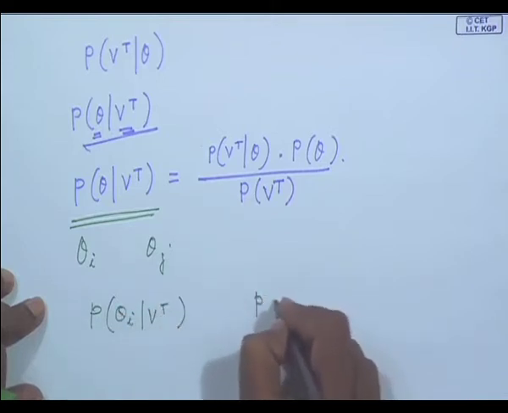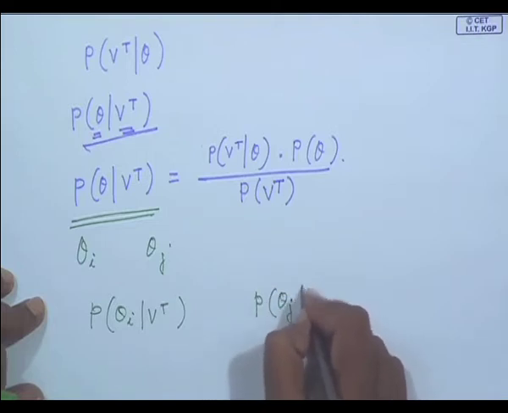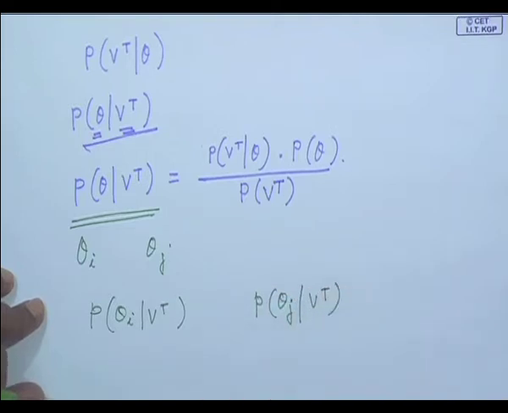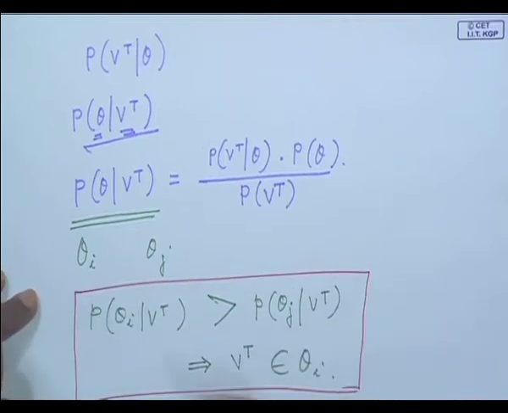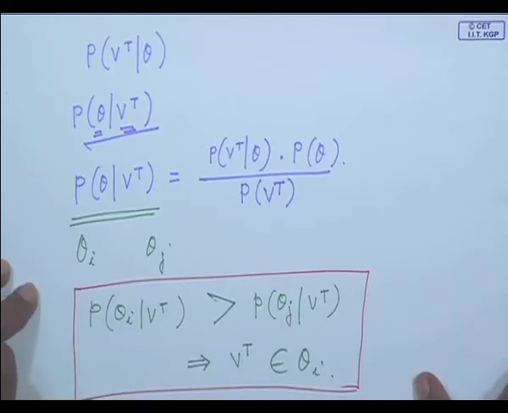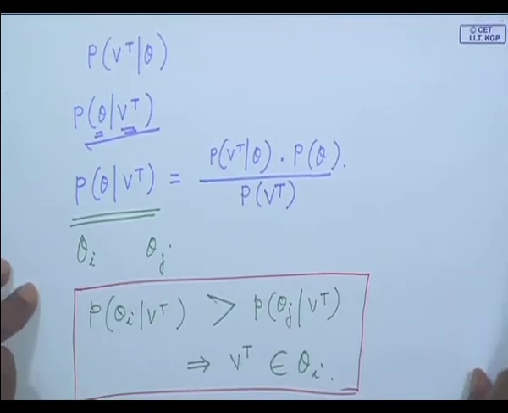I also have a posteriori probability P of theta j given V t, and if P of theta i given V t is greater than P of theta j given V t, then obviously my interpretation will be that V t belongs to class theta i. Okay. So, this is how I can classify a time sequence of visible symbols. So, this will be my classification rule.